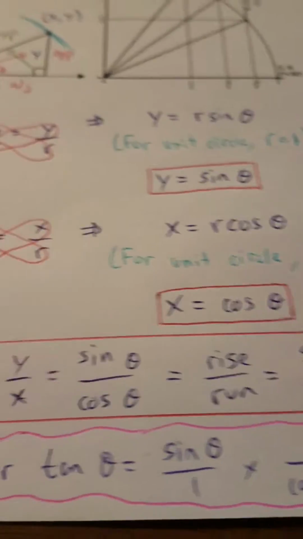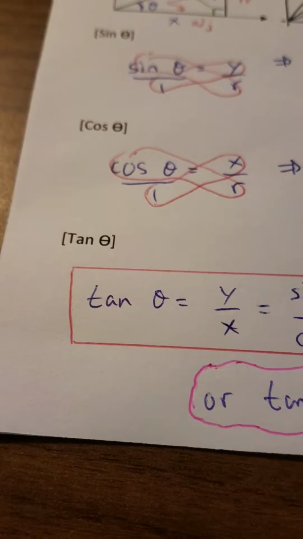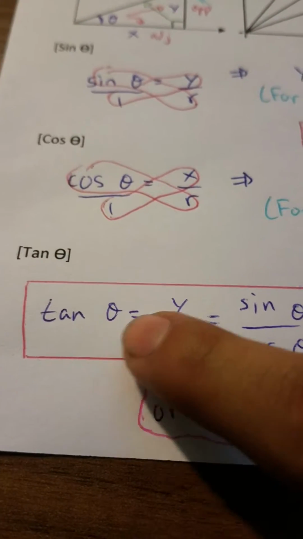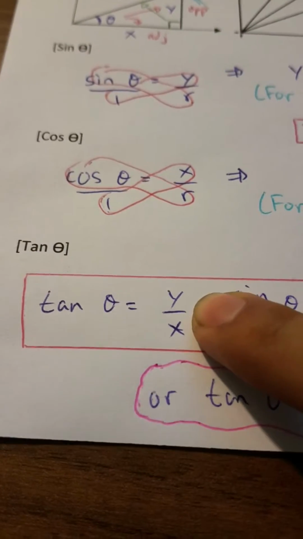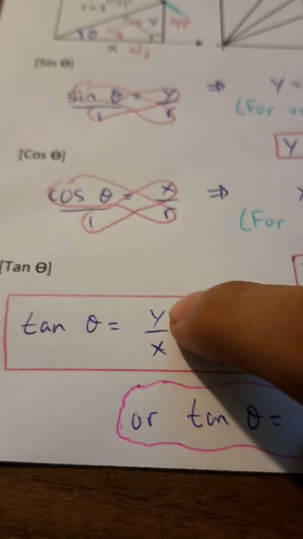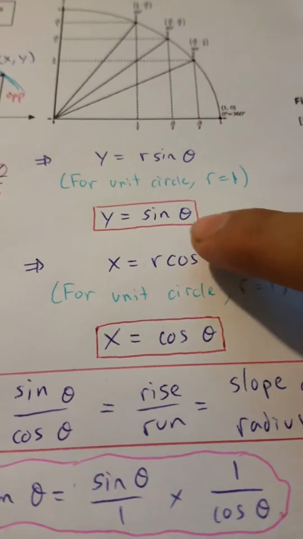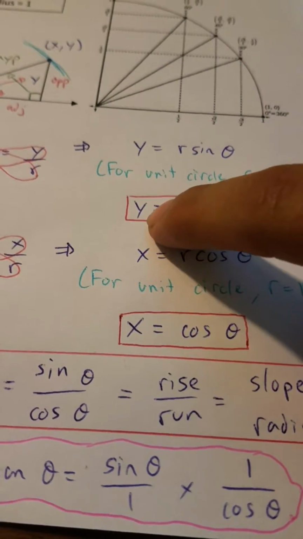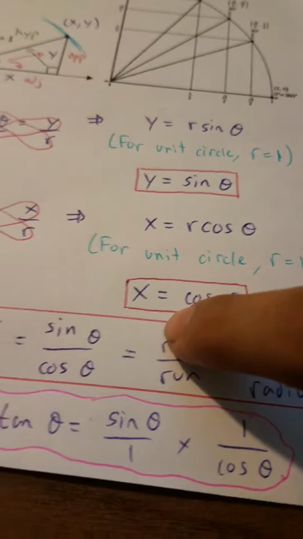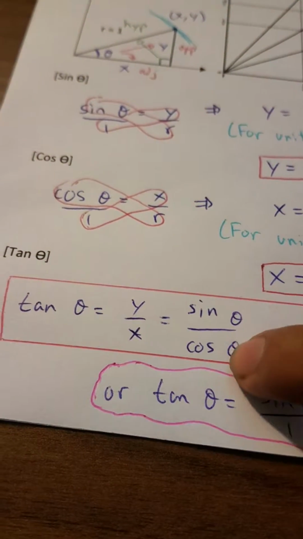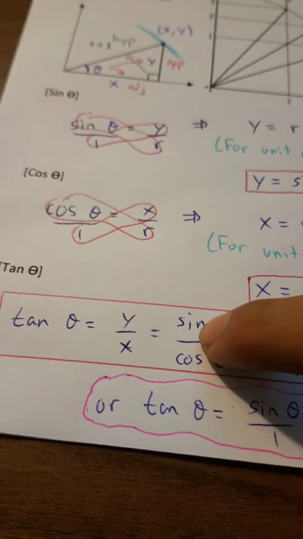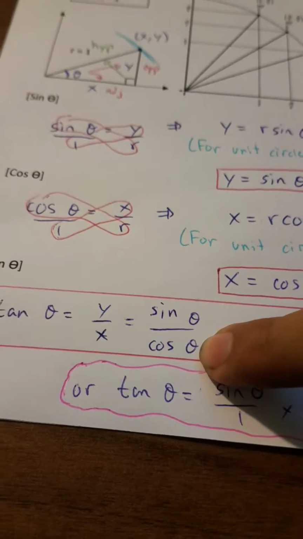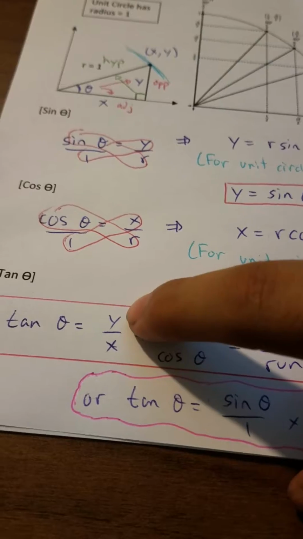Okay, now for the tangent, we have just opposite over adjacent, no over 1, because that's just the definition of it. Okay, now we have a y and x here, so we can substitute the sine theta for y and the cosine theta for x, and that's exactly what we did here. So now also you can say the tangent of theta is equal to the sine of theta over the cosine of theta.